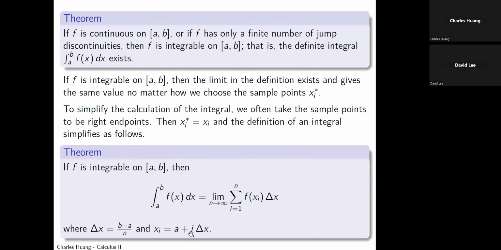We're going to do 1, 2, 3, 4, 5, multiply by the width. And if we don't start with 0, we have to add the starting point. So that's the only difference in the theorem that relates the limit of the Riemann sum to the integral.